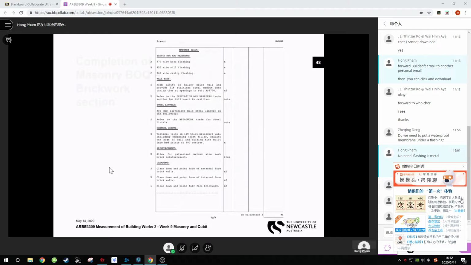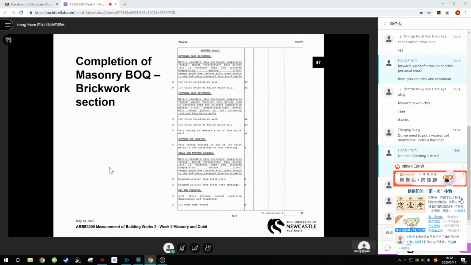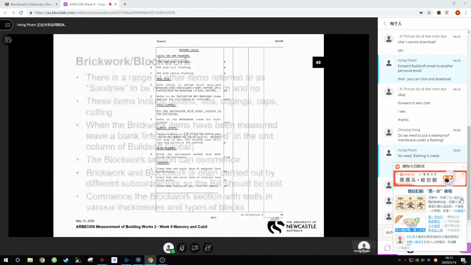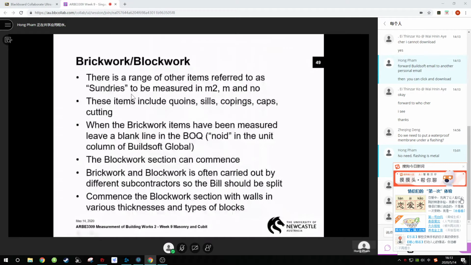A bit more for you there. Slide 48. You can see at the bottom of slide 48, I've put a horizontal line. That means I'm going to start block work next. On slide 49, there's a range of other items to be included, and they're called sundries. To get the area of the brick and block is pretty easy. The sundries are the things that take a little bit more time. As I've said before, you put a void in Built Off Global, and that leaves a blank line without a build reference, and then you start the block work after that.